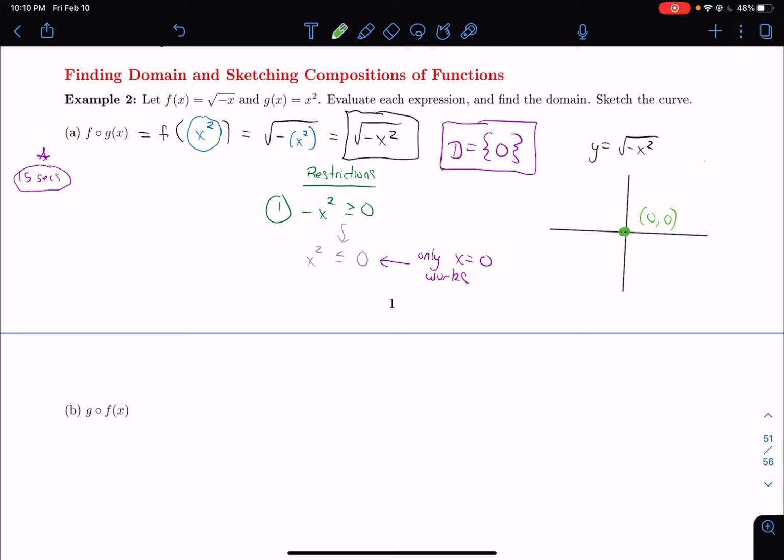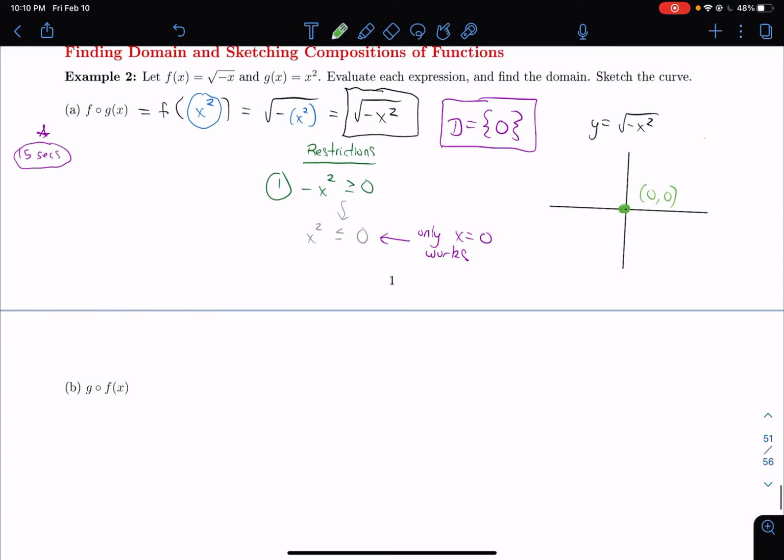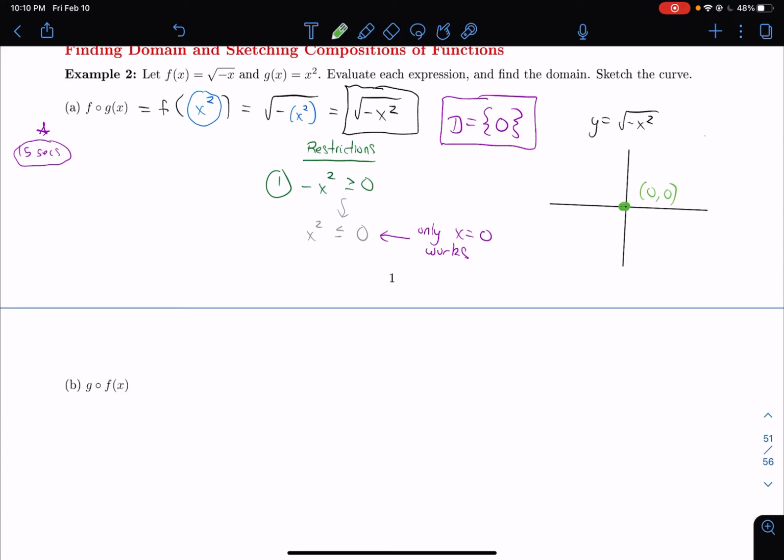It's a little weird, but this graph only has one point on it, and that can happen. Okay, all right, so let's look at part B. In part B, I want to take the composition in the other direction.